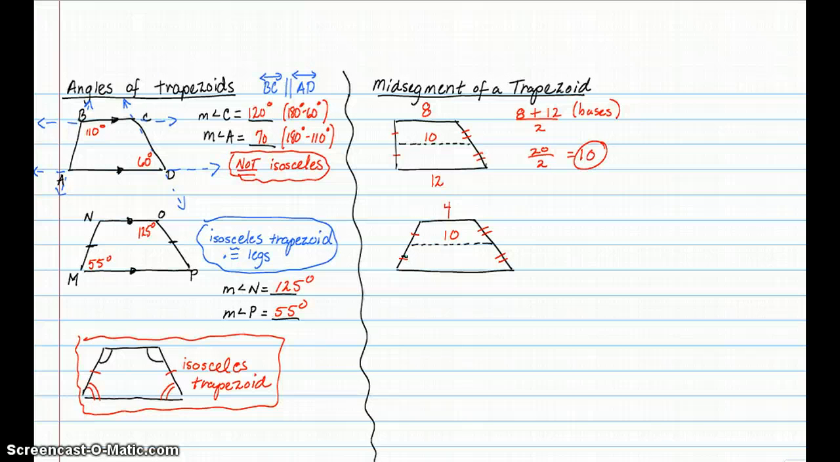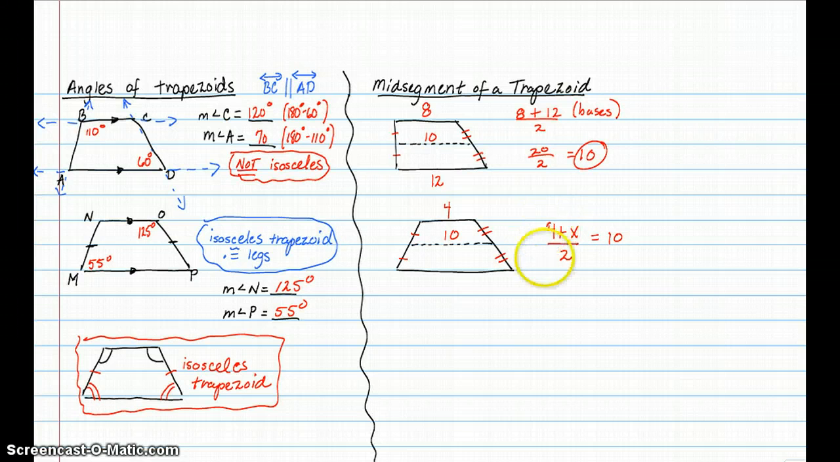And so what I need to know is what divided by 2 would give me 10. Well, that would be 20, which means that 4 plus what is 20? Well, that's 16. So we know this side is going to be 16, but let's go through the actual algebra to find that. So we'd say 4 plus something, we'll use x, divided by 2 equals 10.